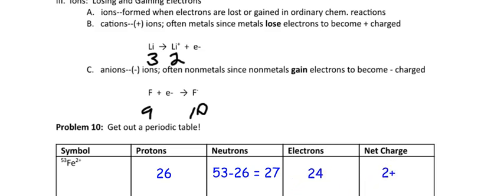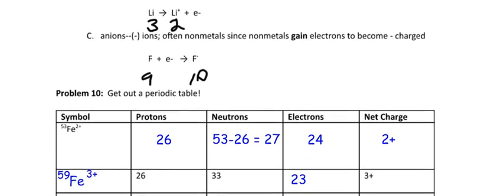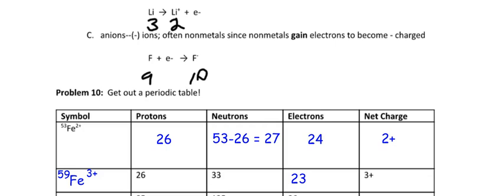Hey, why don't you go ahead and fill out the next one, see what you get. Pause this. All right, what did you notice? You have another iron isotope, don't you? How do I know that? Look right here, it has 26 protons. So if it's 26 protons, it must be iron. But well, how did I get my mass number? Well, I added my neutrons and my protons together to get 59.